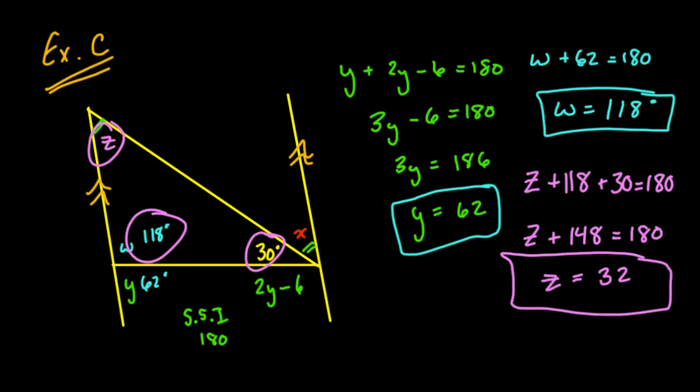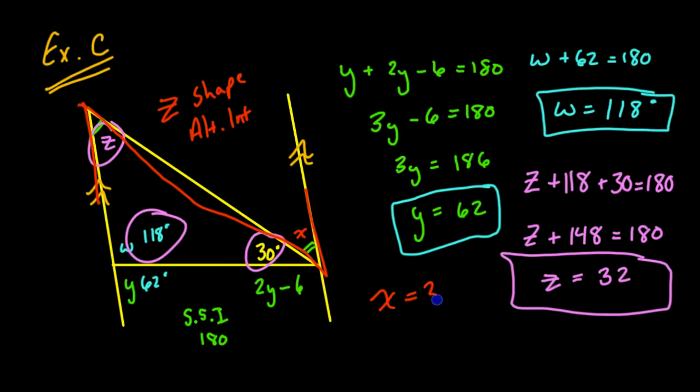So we've got w, we've got y, and we've got z. Now, like we said, we've also got this transversal here. And angle z and angle x, if we trace it out, kind of has that z shape to it. And that z shape is a dead giveaway for alternate interior angles, which means they are congruent. So angle x also has to be 32 degrees.